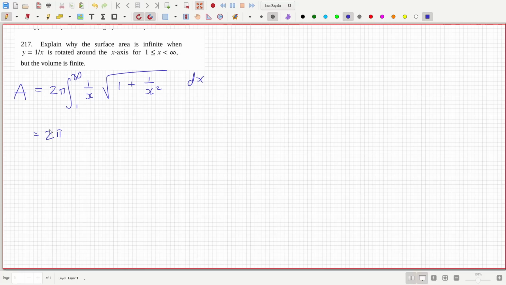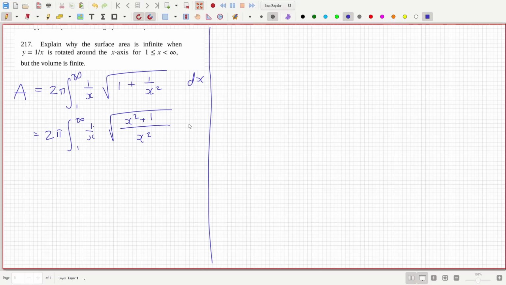So that's 2 pi, integral from 1 to infinity, root 1 over x squared plus 1 over x to the fourth. No, let's try this. Hang on. x to the power minus 1, root 1 plus x to the power minus 2 dx. Okay, bring down the power, reduce the power by 1. Maybe I should put this as a root of x squared plus 1 dx.